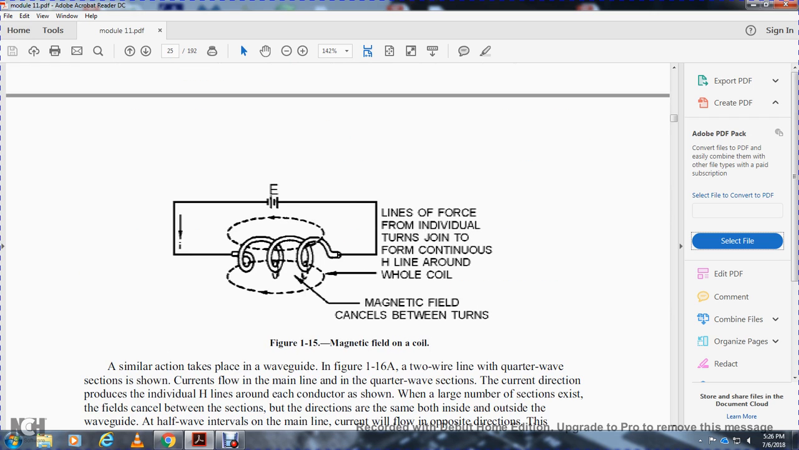Figure 4-15 shows the magnetic field on the coil. The lines of force from the individual turns join together and form a continuous magnetic field around the whole coil. The magnetic fields cancel between the turns.